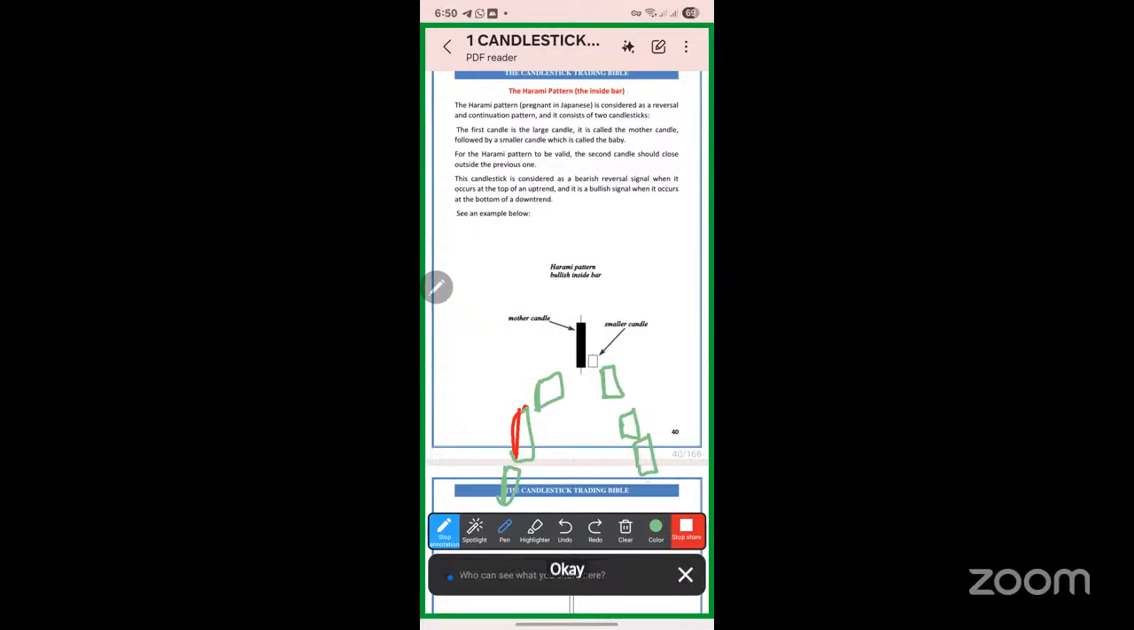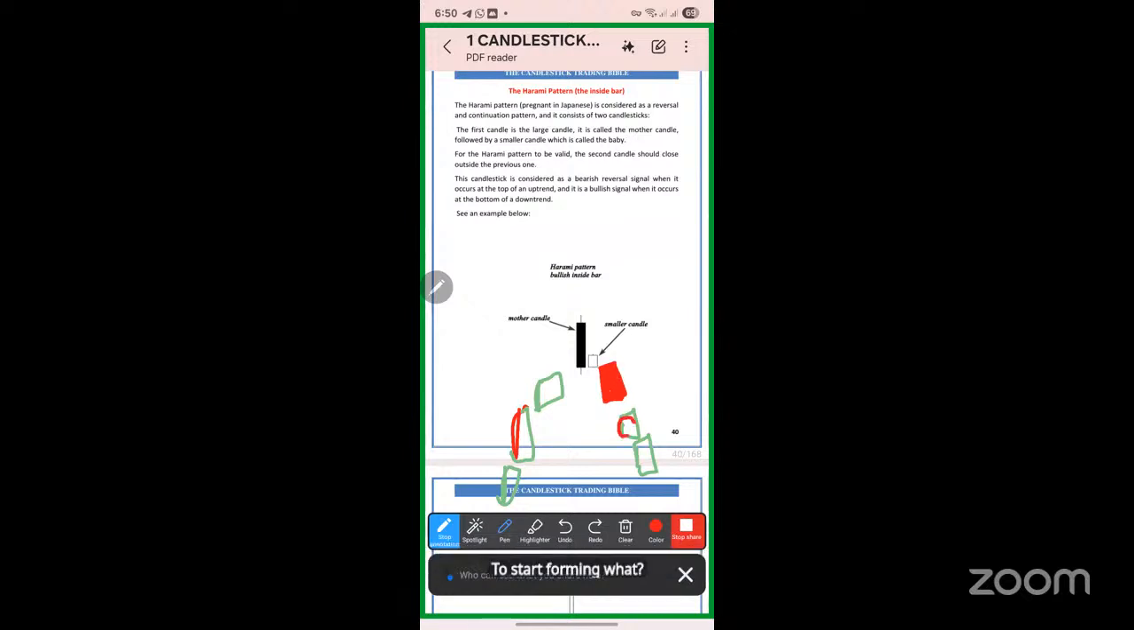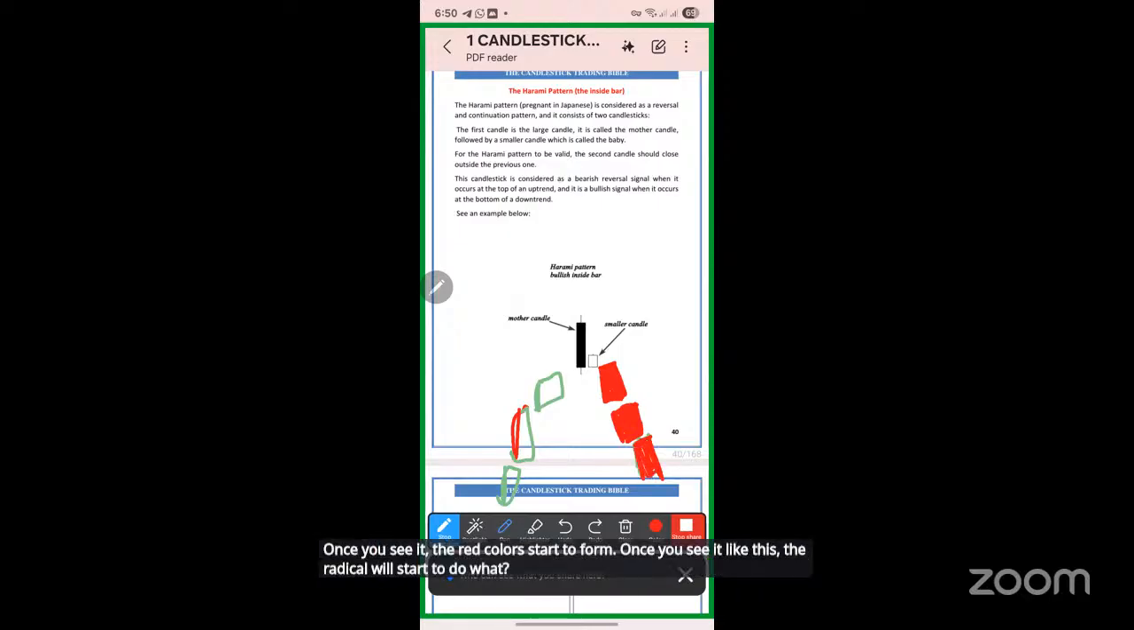Okay, so you see that the market will reverse and it will still go downward. It starts forming red candles. Once you see the red candles start to form like this, you know the pattern has appeared. So this pattern can be used in 3 ways.